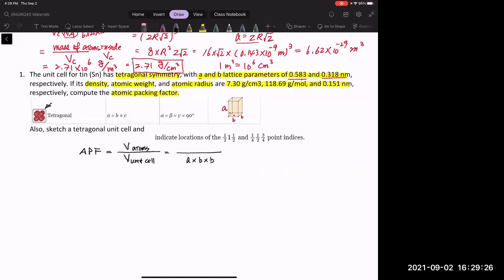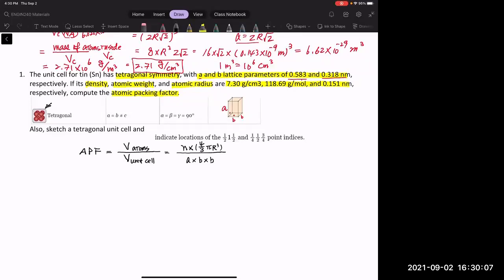What about the atoms volume? The atoms volume depends on how many atoms you have, and also for each one of the atoms, what is the volume of each one of the atoms? In this case, it's going to be n times the volume of one of the atoms. So the equation for the sphere volume is 4/3 pi r cubed. The n is the number of atoms.